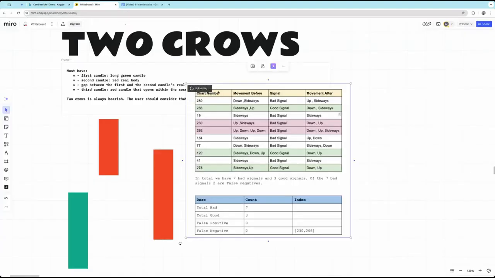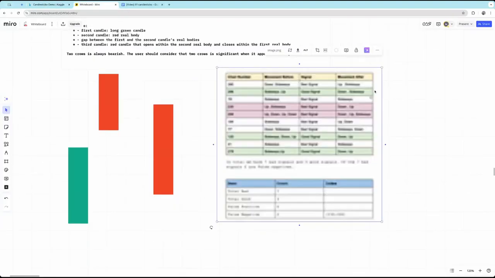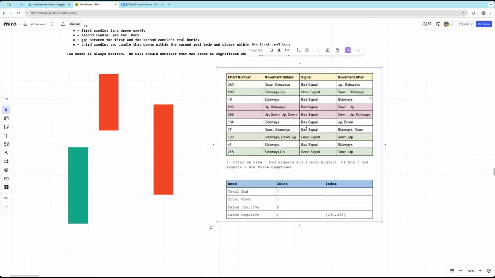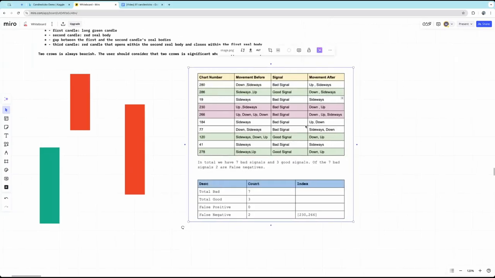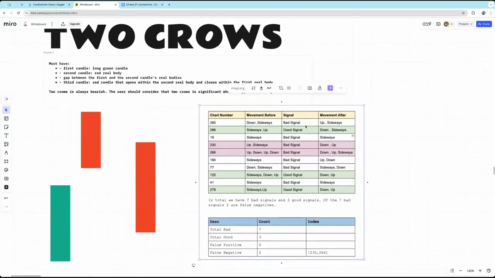The verdict from this test is that we should consider using the 2 crows as the good signals were actually good.